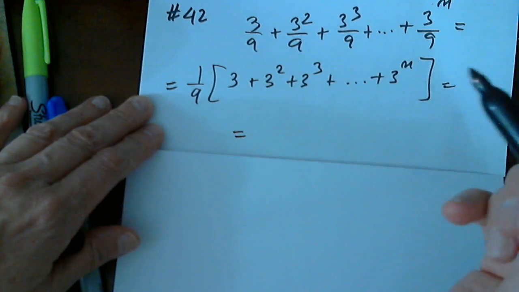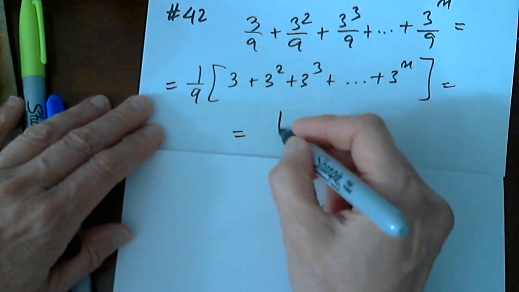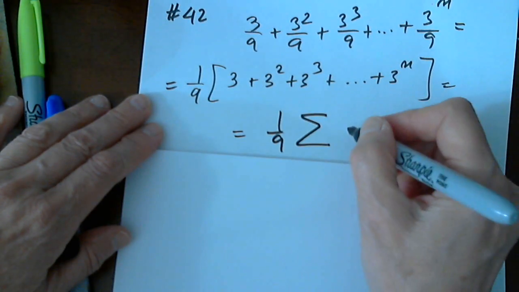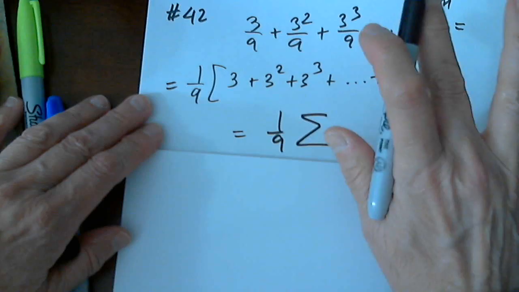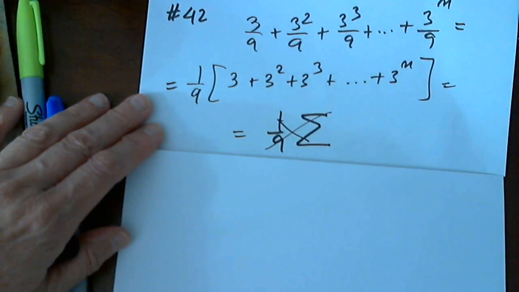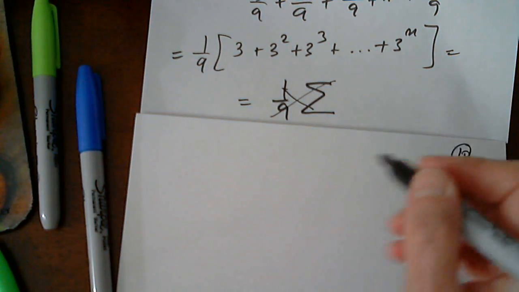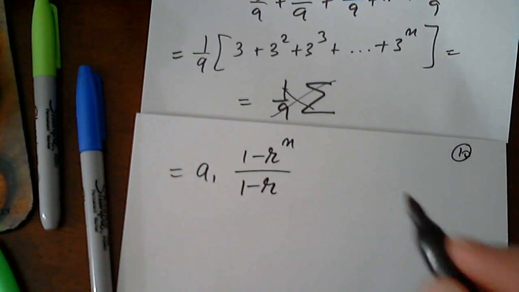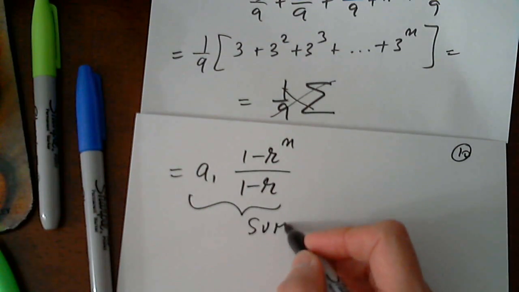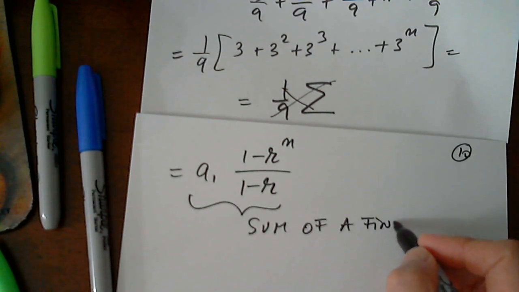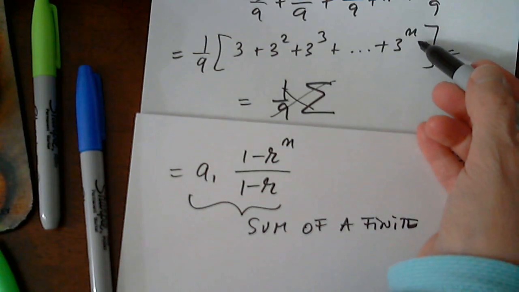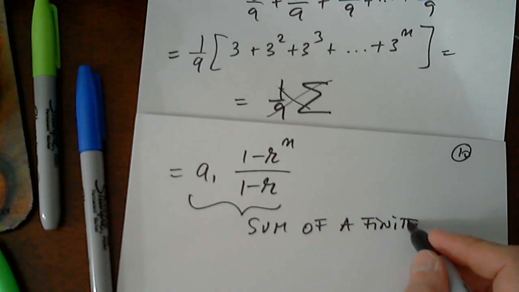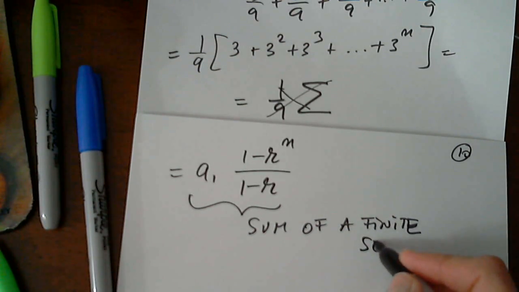So we're given that the sum of this should be 1 over 9. Actually, I don't need to write it as a sum. We can just go directly to the formula: a1 times 1 minus r to the n power over 1 minus r. So this is the sum of a finite series, finite because it stops at n. We don't write plus dot, dot, dot, three dots. So it's a sum of a finite series.